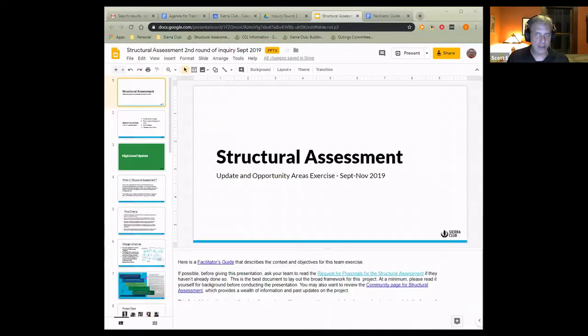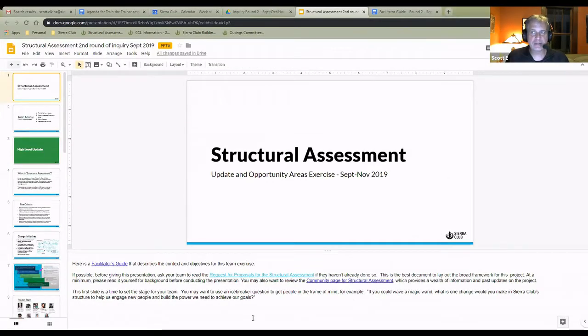So everybody, I'm going to switch to screen share. So you should now be seeing my screen, which is the beginning slide of the slideshow that we've shared with you all as potential facilitators for group exercises to collect feedback for the structural assessment this round.